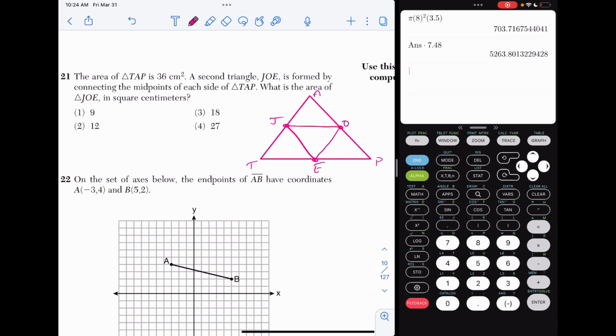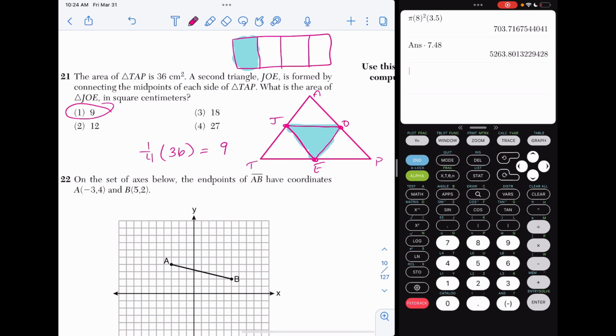It says, what is the area of JOE in square centimeters? Let's think back to when you learned fractions as a kid. If I drew this up at the top, right, and I took that rectangle and assumed those parts are all equal there, you should be able to tell me that I shaded in 1/4 of that rectangle. Okay, again, assuming I divided that equally. Well, look at our picture here. Didn't I shade in 1/4 of the big triangle? So 1/4 of 36 gives me 9, which is choice 1.